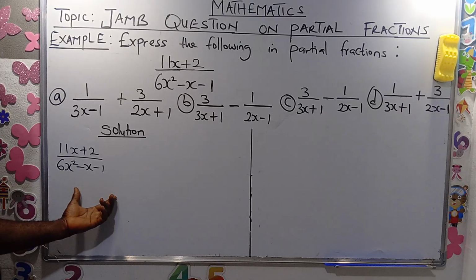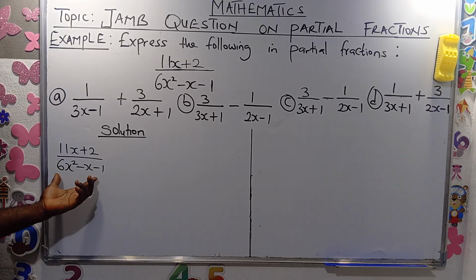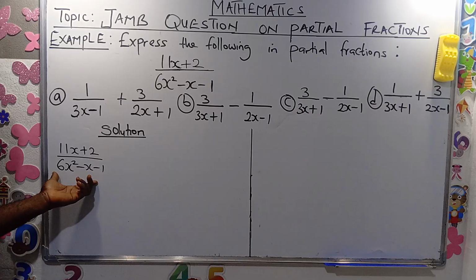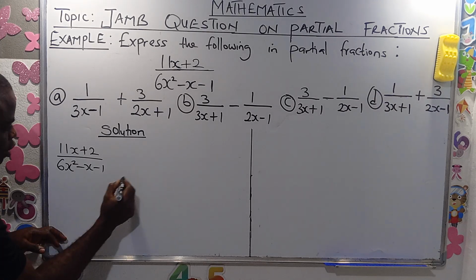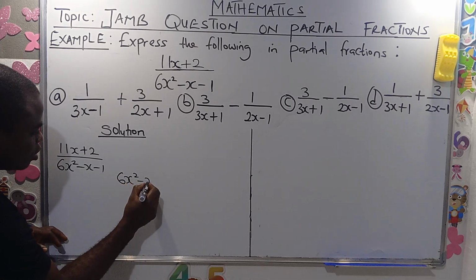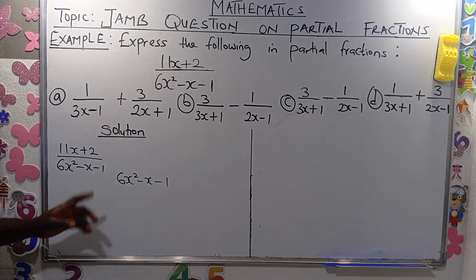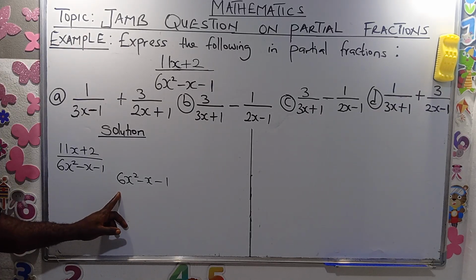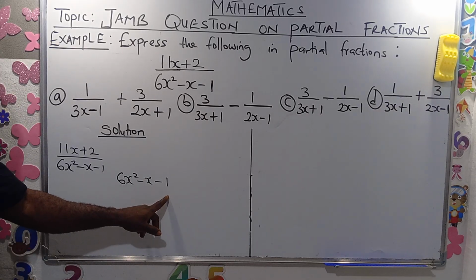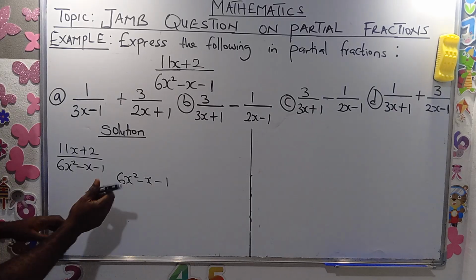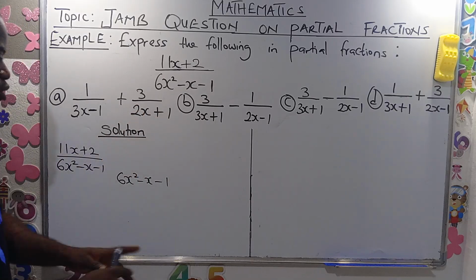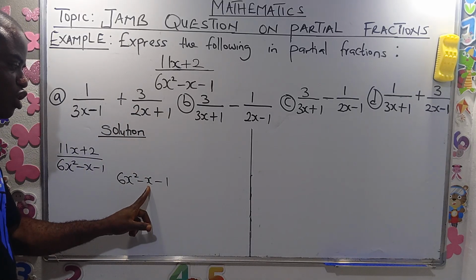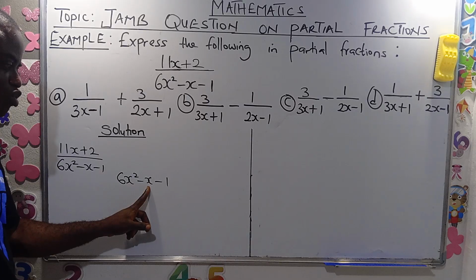This is the question. What we need to do is to look at the denominator. Let's factorize the denominator, which is 6x squared minus x minus 1. You multiply the coefficient of x squared with the constant, which is minus 1. After multiplying, think of two numbers that when you add them together give you the coefficient of x, which is minus 1.